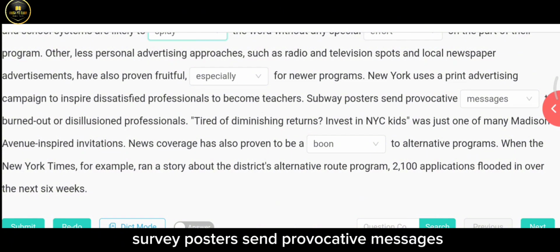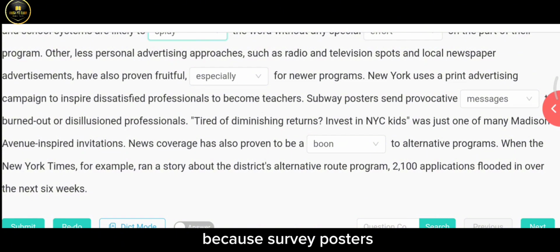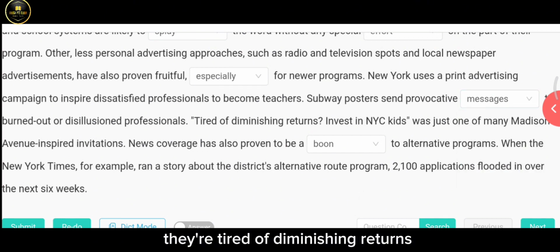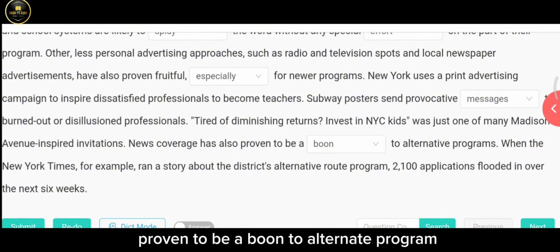New York uses a print advertising campaign to inspire dissatisfied professionals to become teachers. Subway posters send provocative messages. Yeah, it should be, because subway posters are going to send the message, they cannot send stories. To burned out or disillusioned professionals, let me check. Yeah, warning and telling should not be there. Tired of diminishing returns, invest in NYC Kids was just one of my medicine avenue inspired invitations. News coverage has also proven to be a boon to alternative programs.